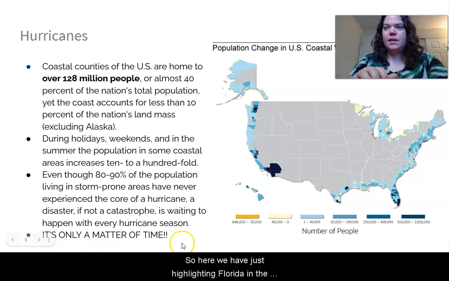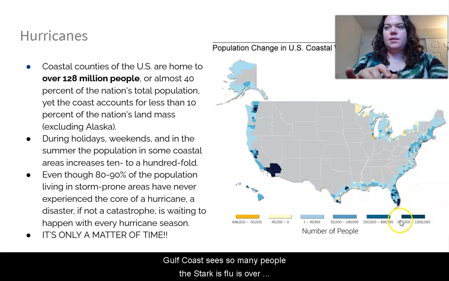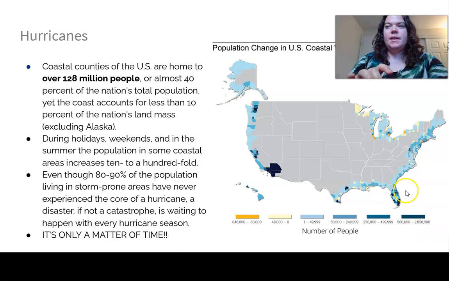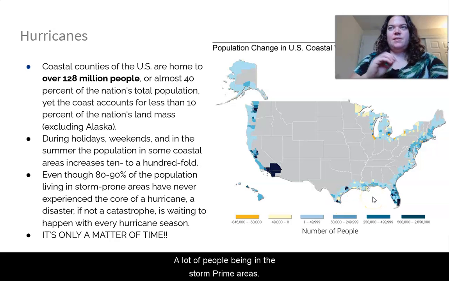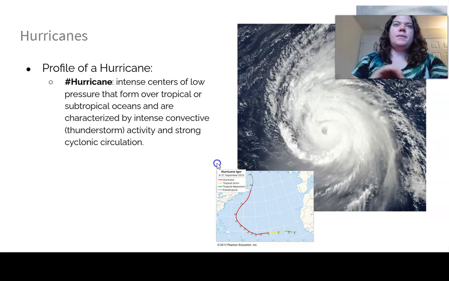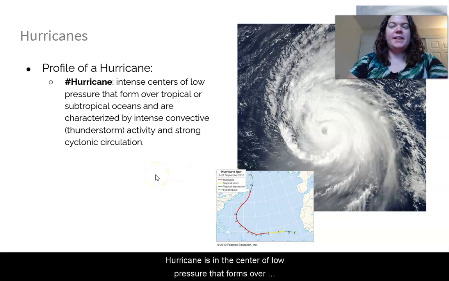So here we have, just highlighting Florida and the Gulf Coast, you see so many people. This darkest blue is over 500,000 people in those little counties. So we have a lot of people being in those storm-prone areas. So let's talk about hurricanes.